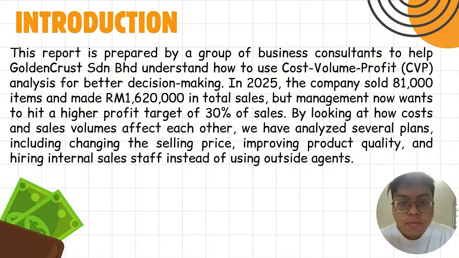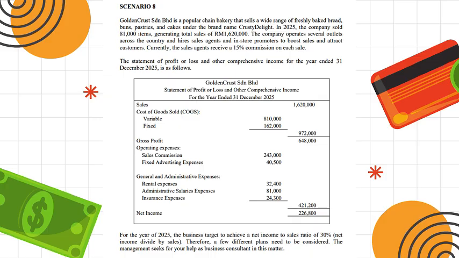In 2025, the company sold 81,000 items and made 1.62 million in total sales. But management now wants to hit a higher profit target of 30% of sales. By looking at how cost and sales volume affect each other, we have analyzed several plans, including changing the selling price, improving the product quality, and hiring internal sales staff instead of using outside agents.